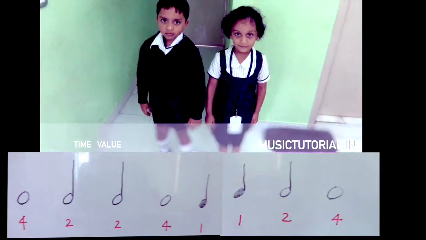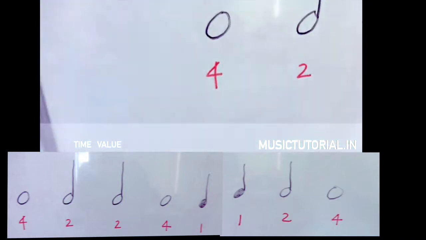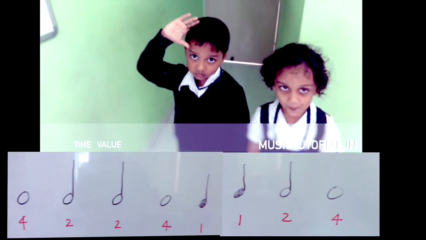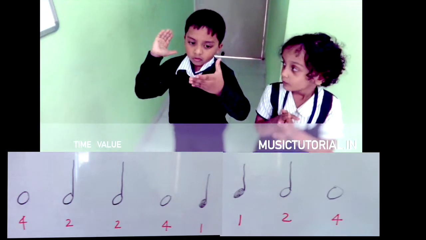1, 2, 3, 4. Okay, Caleb, so for 4 counts, when it's a note like a circle, you clap and you hold it for 4 counts. Can you do that once? 1, 2, 3, 4. You clap and then you hold it for 4 counts.